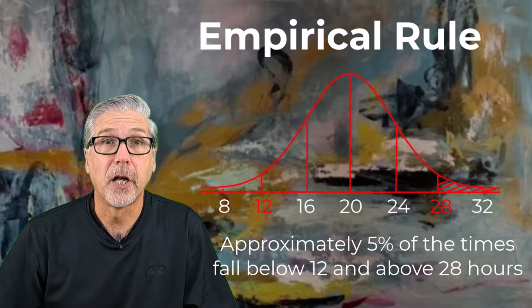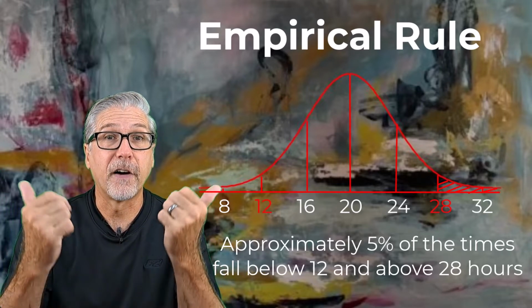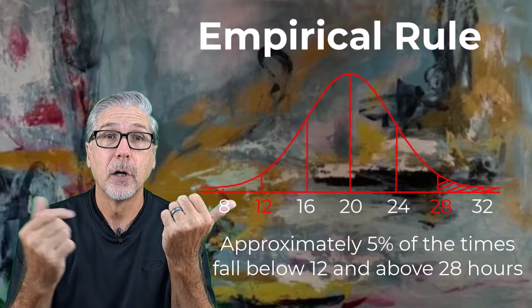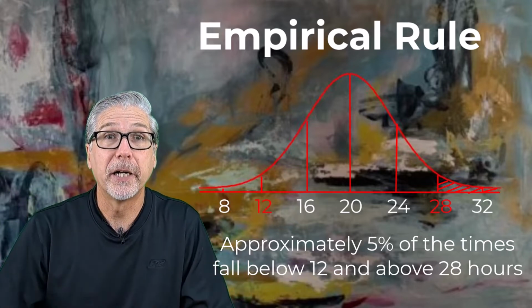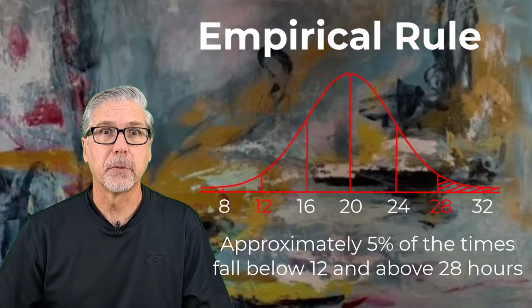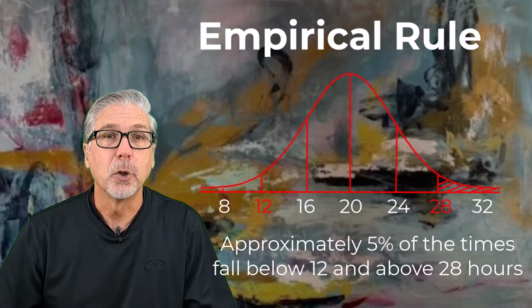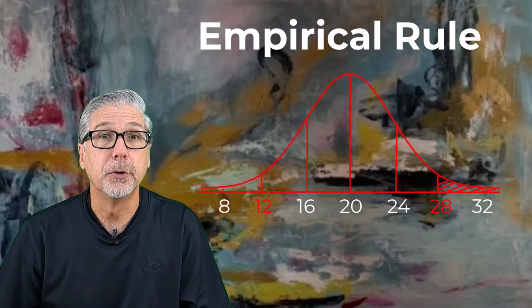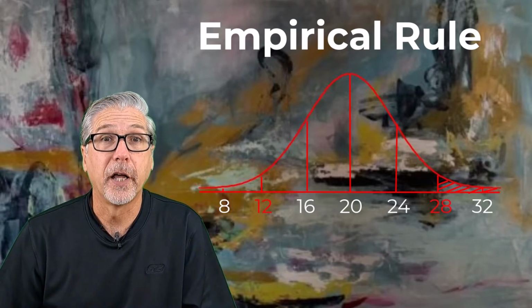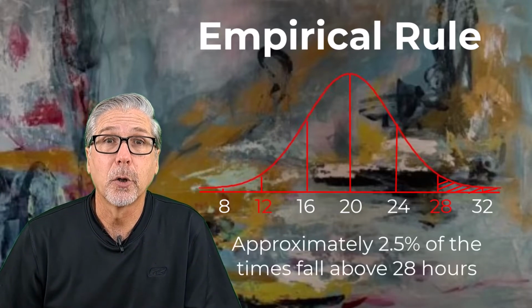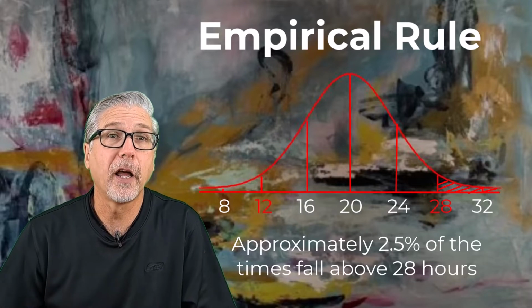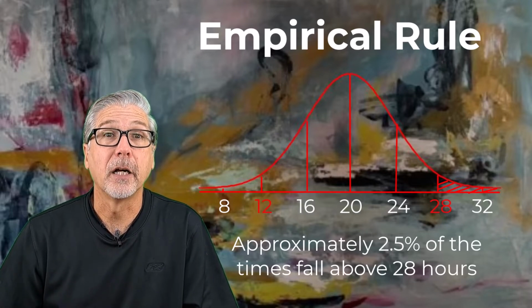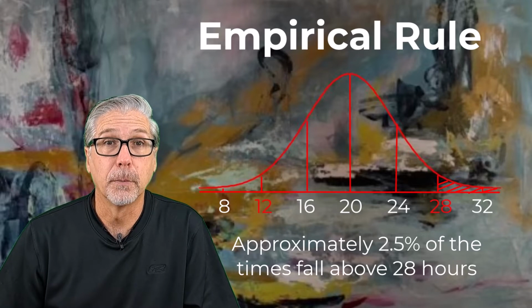Unlike when we were using Chebyshev's theorem, we can split that 5% in half. Why? Because we have a symmetric curve. We better have a symmetric curve. We're using the empirical rule. So we can take that approximately 5% and split it into 2 separate approximately 2.5%. And that's how we're going to answer the question. We're going to say approximately 2.5% of the paintings take more than 28 hours to complete.